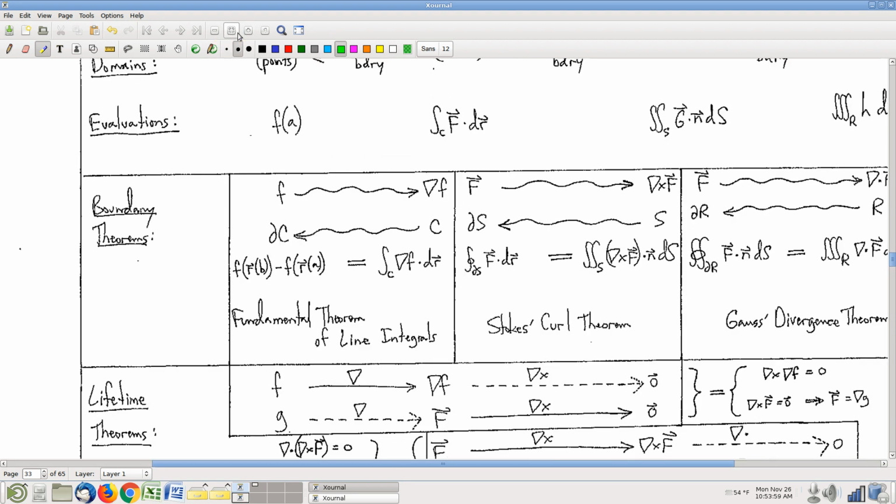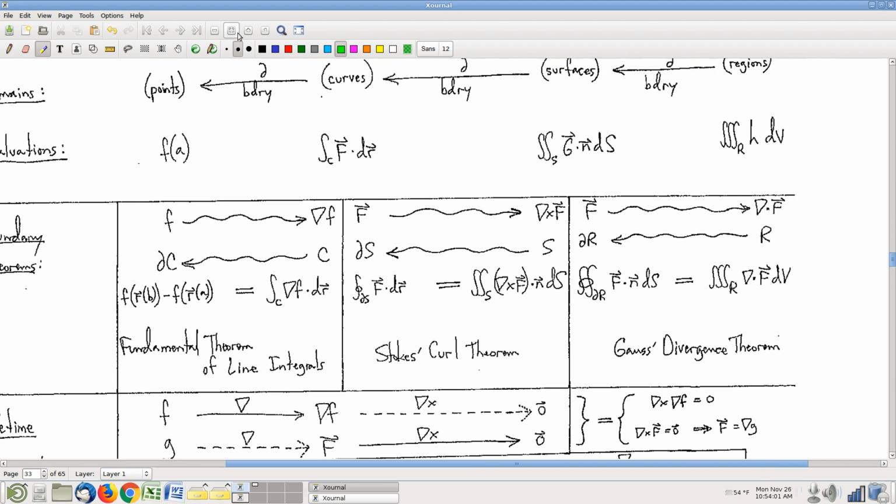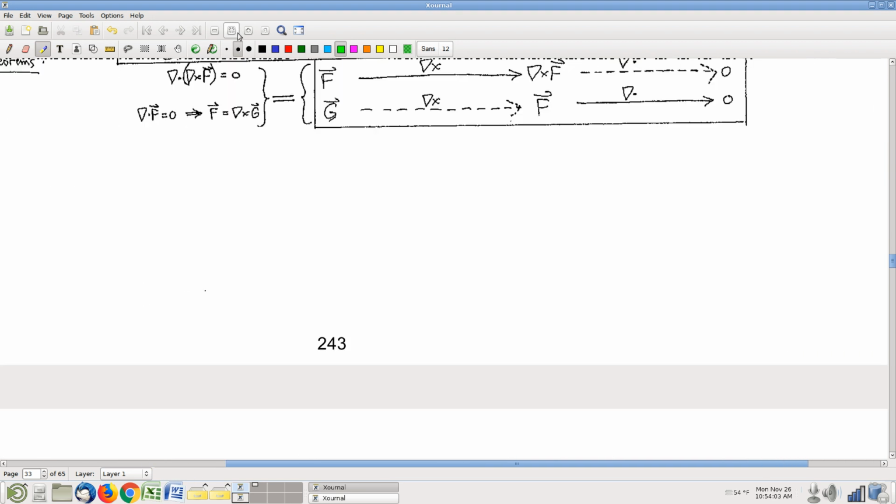We've talked about this for other theorems. Oh, sorry, I hit the wrong button. What did I just do there?